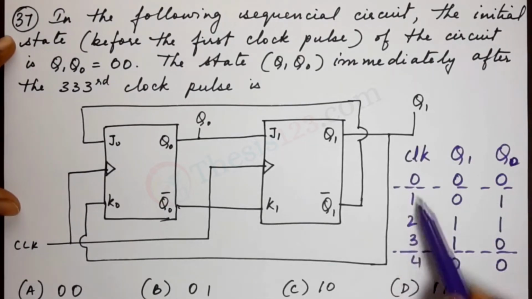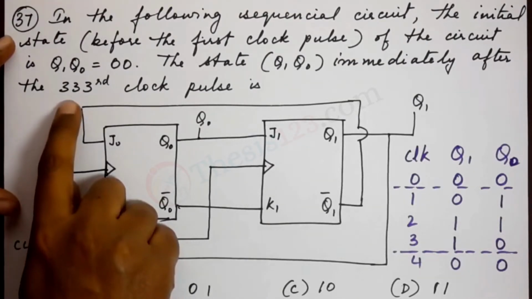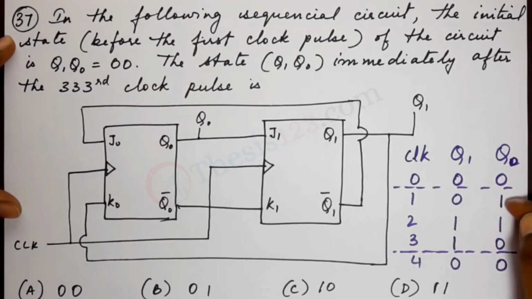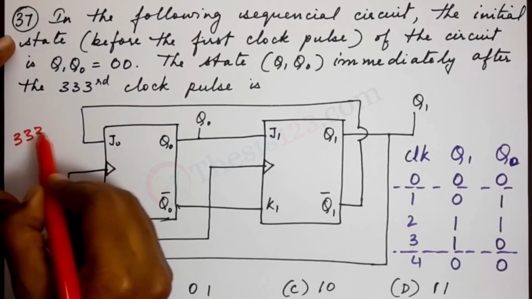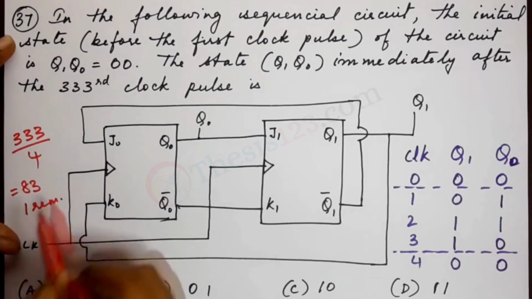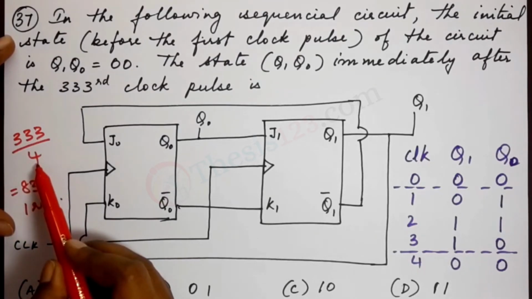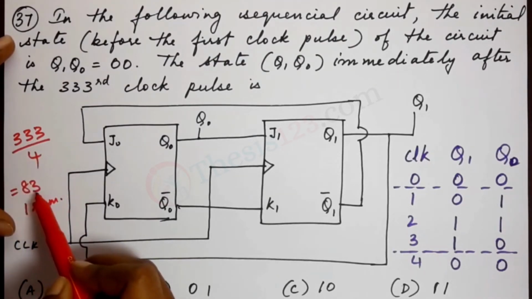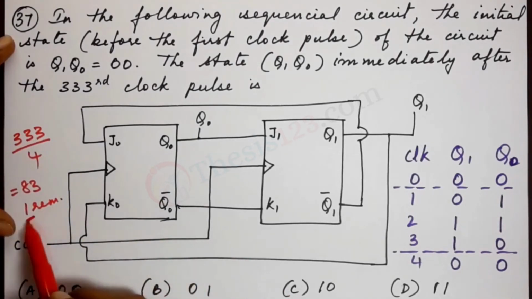So after how many altogether? We see here that 4 clock pulses change in order to make it 0 0 again. So the next step is to just simply do a little bit of arithmetic, because here the question says that we are supposed to find out immediately after the 333rd clock pulse. Now we see here that it takes 4 in order to make the state come back to 0 0. So 333 divided by 4 will give us 83 with 1 remainder, right? 4 times 83 is 332, which means there's 1 remainder.